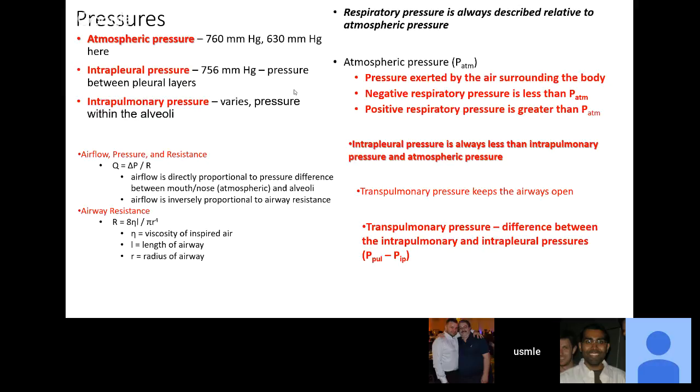So the transpulmonary pressure is the difference between the intrapulmonary pressure and the intrapleural pressure. This is how you're going to calculate it. We're going to see it again, but for now, just remember it's going to be the difference between the intrapulmonary pressure and the intrapleural pressure, and you calculate your transpulmonary pressure. And remember, you should find it as a kind of differential, so between numbers.